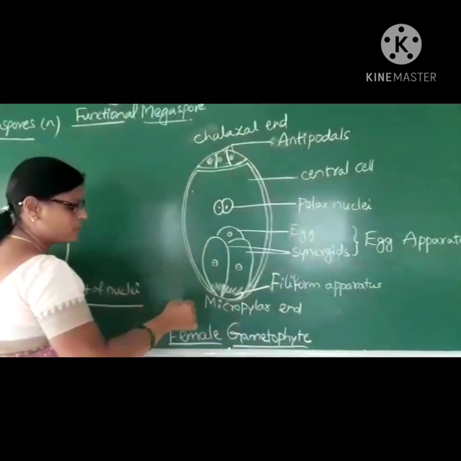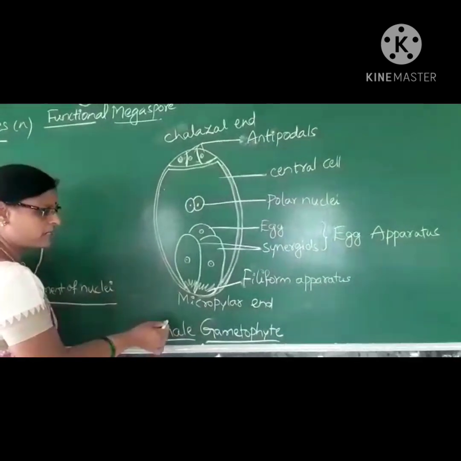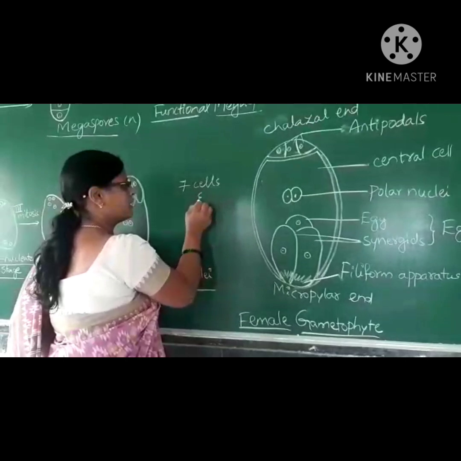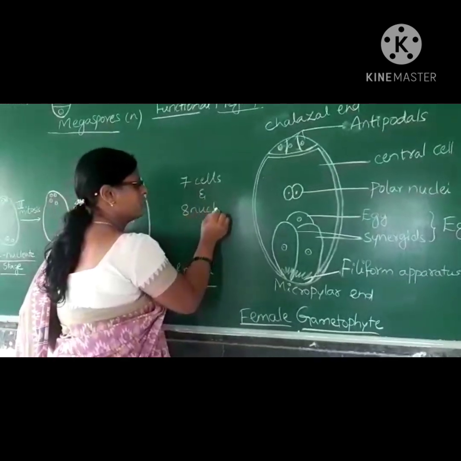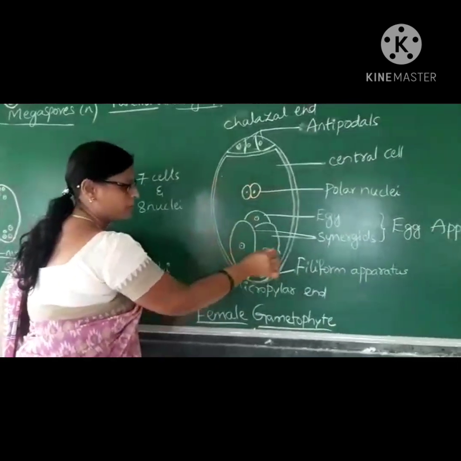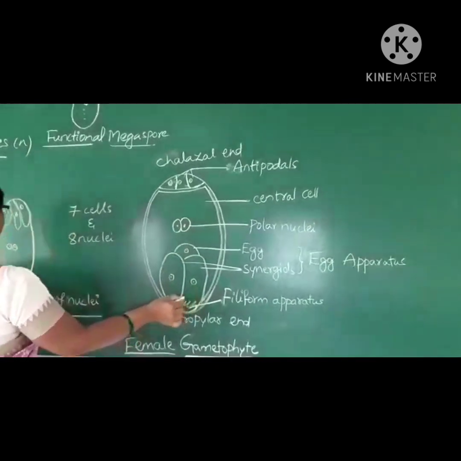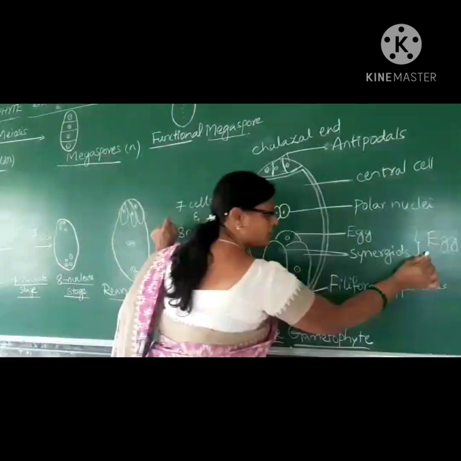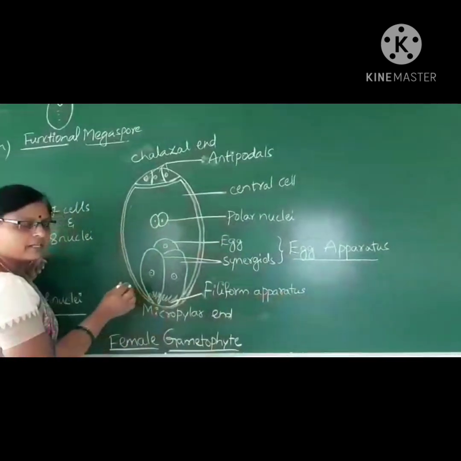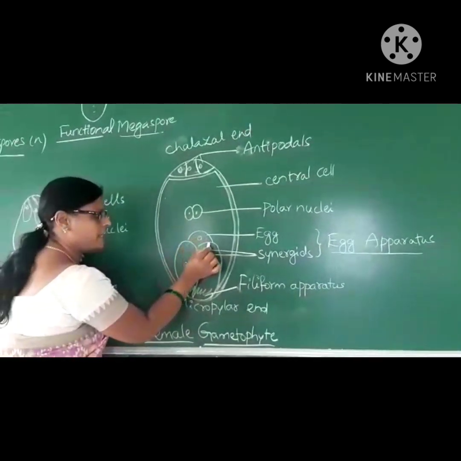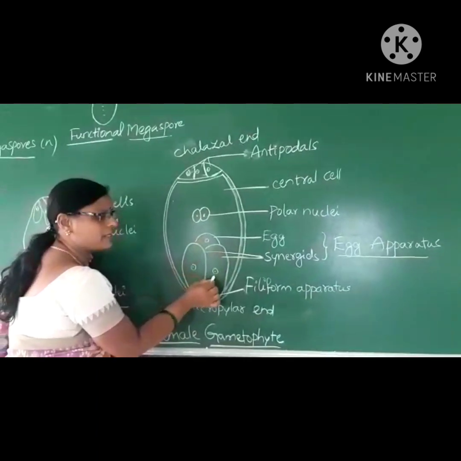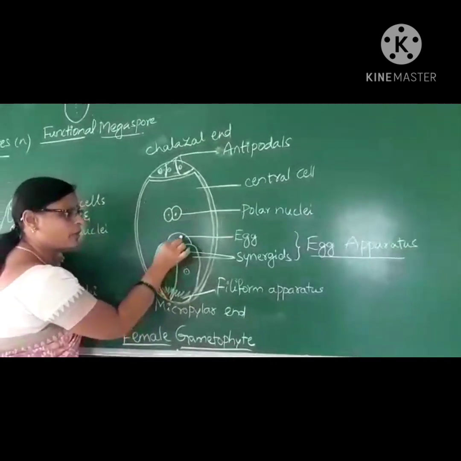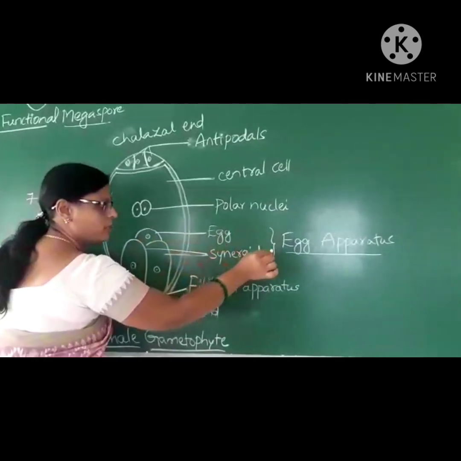The mature or completely developed female gametophyte has totally 7 cells and 8 nuclei. This is the micropylar end, where 3 nuclei form a membrane around them, and that is called the egg apparatus. This egg apparatus consists of totally 3 cells. The central one is called the egg, and on either side of the egg there are 2 synergids. Among the 3 cells, 2 are synergids and 1 is the egg cell.